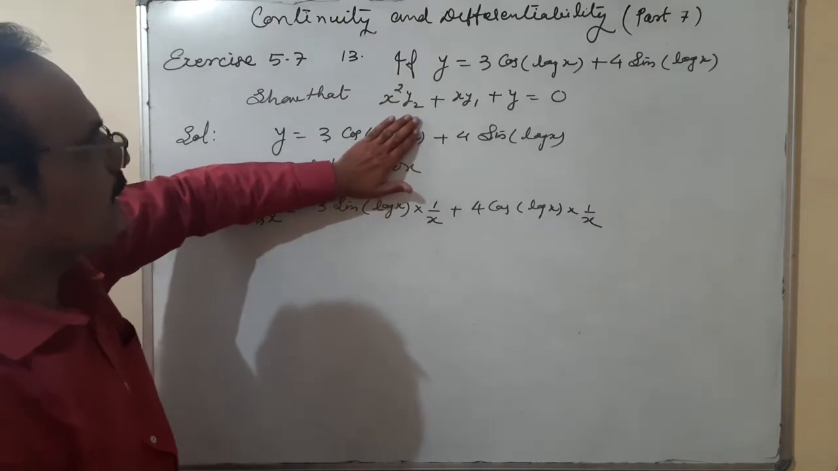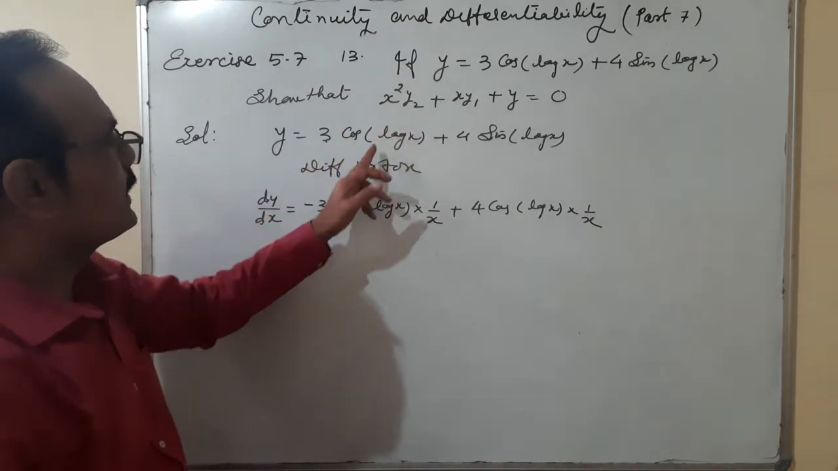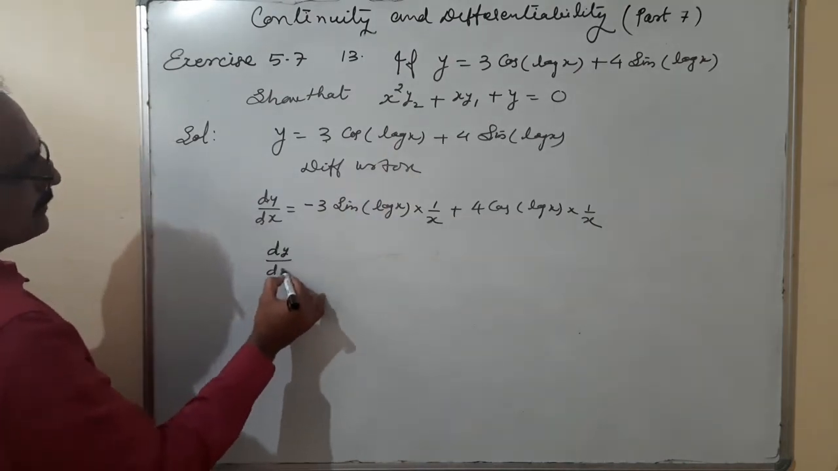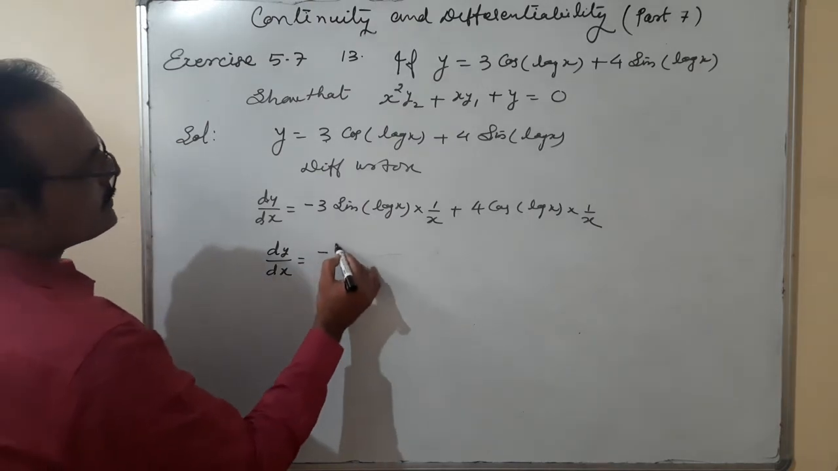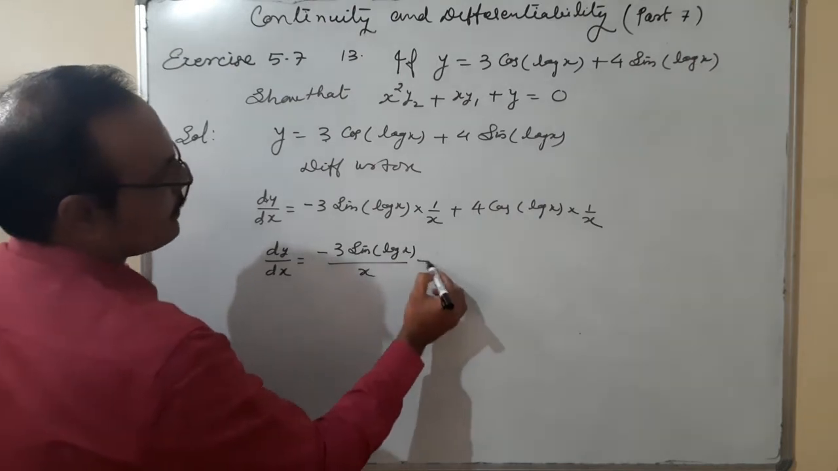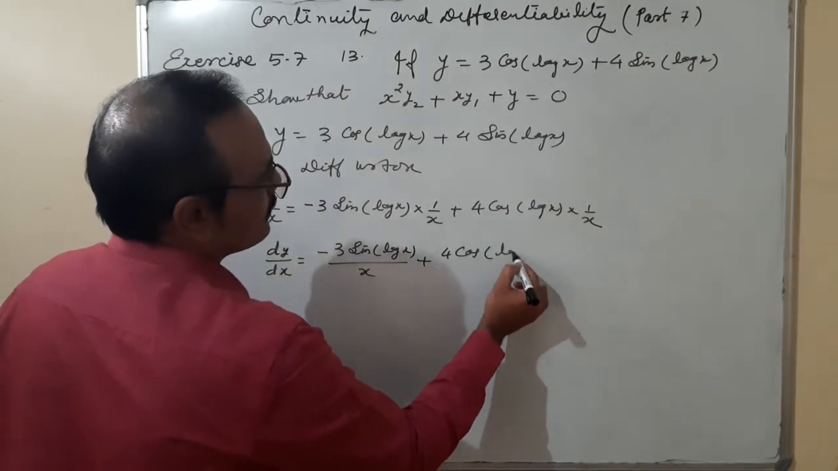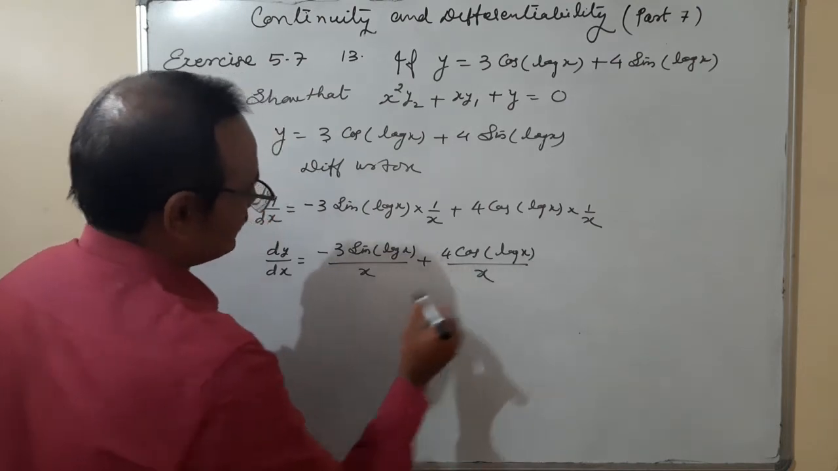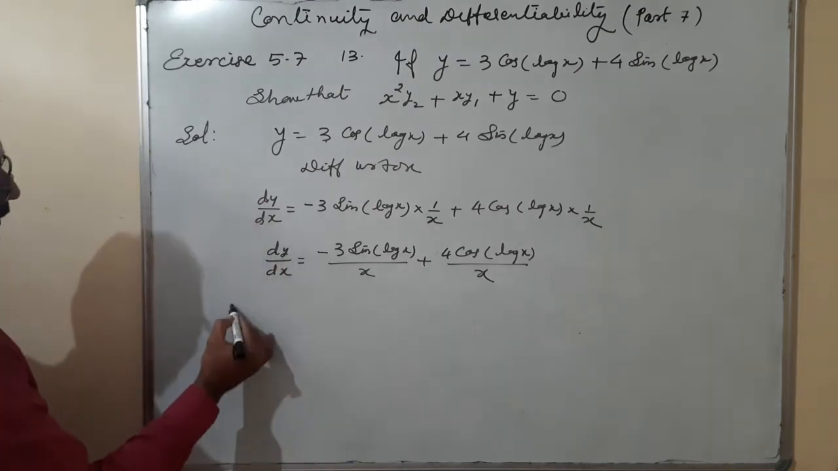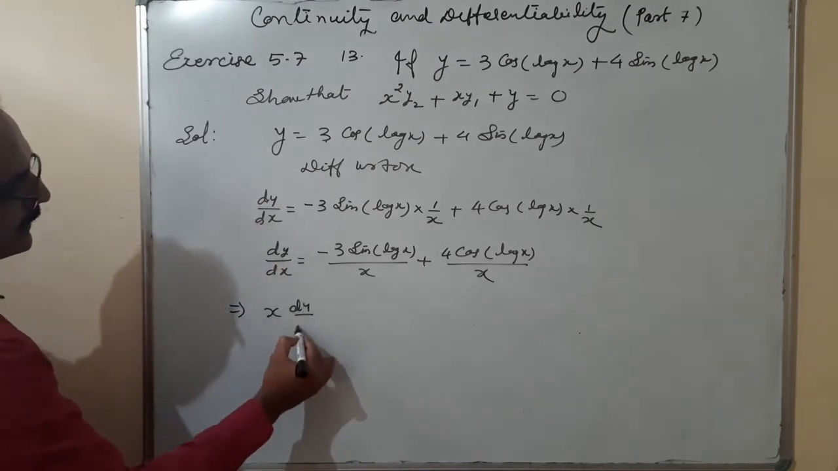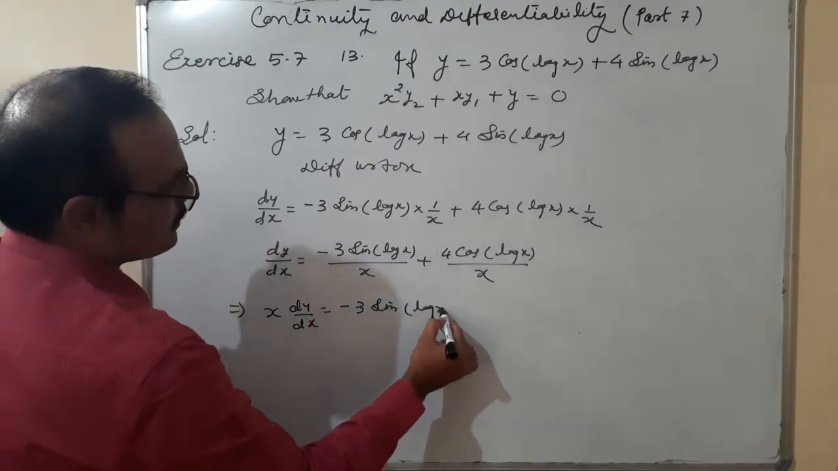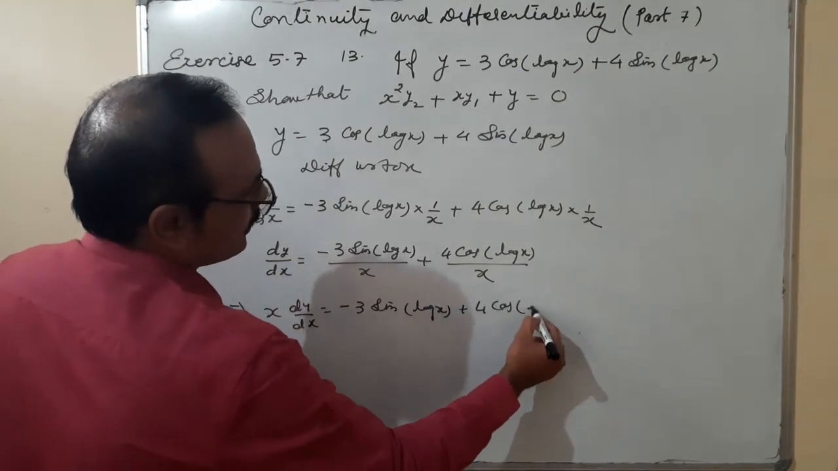Is the concept clear? Let log x be t; differentiation of cos t is minus sin t, and again differentiation of log x is 1 upon x. So dy by dx is equal to minus 3 sin log x upon x plus 4 cos log x upon x. I'll take the LCM of x and shift this x to that side. Then we get x dy by dx is equal to minus 3 sin log x plus 4 cos log x. Is that okay?